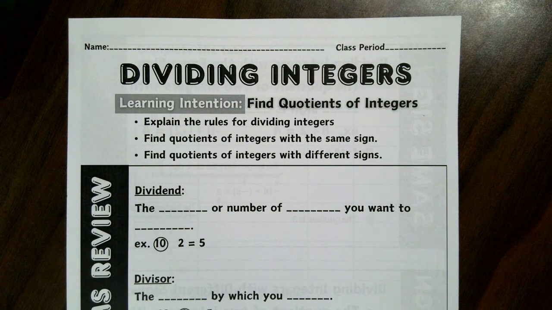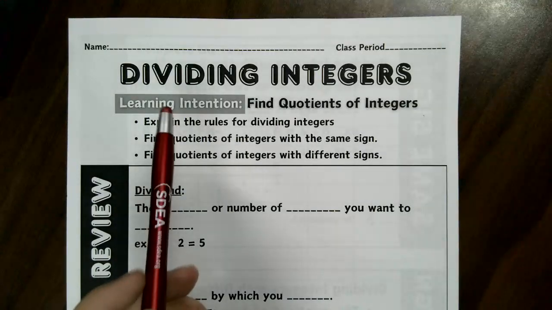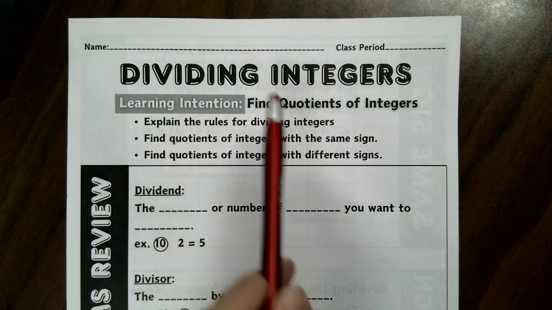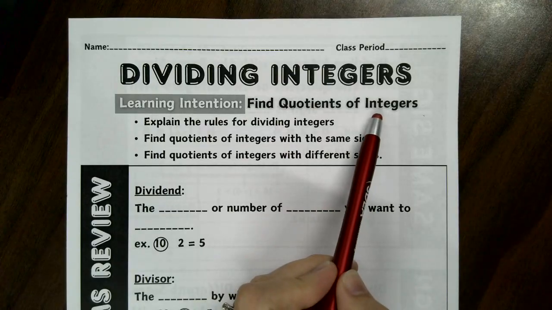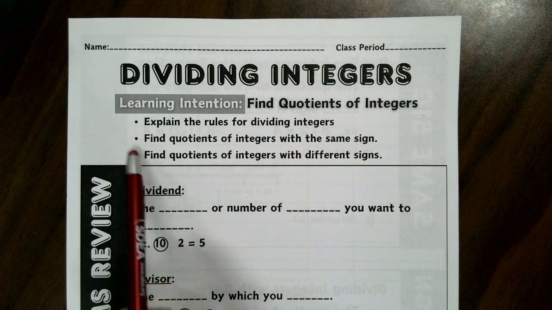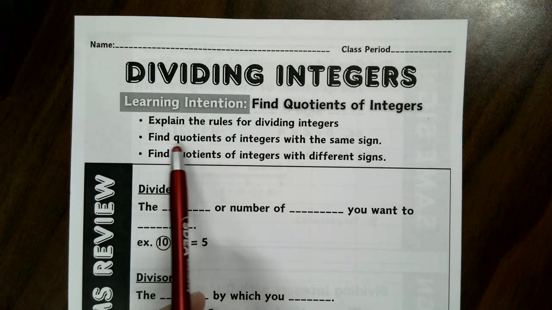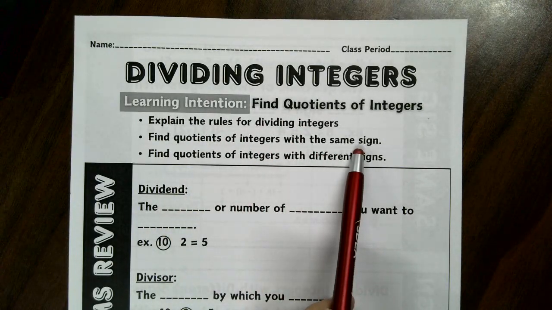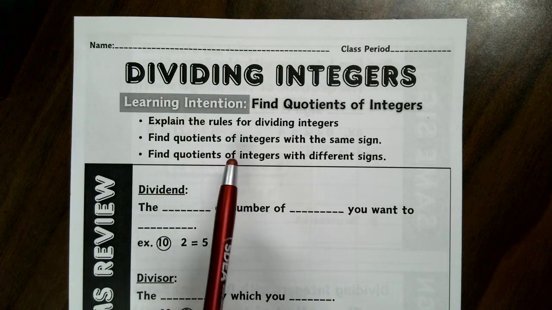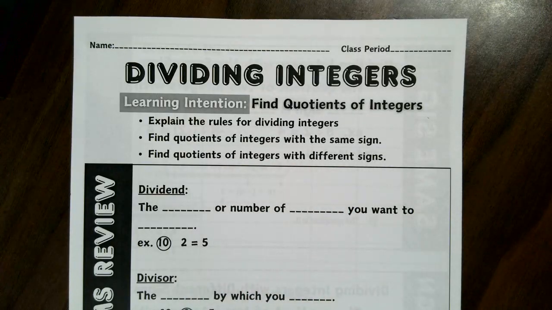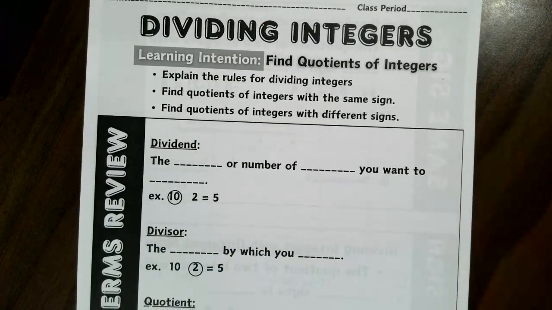Hey guys. Okay, in this video we are going to be talking about dividing integers. So the first thing we're going to talk about is our learning intention. You should be able to find quotients of integers. Here are your success criteria. You can explain the rules for dividing integers. You should be able to find quotients of integers with the same sign and find quotients of integers with different signs.